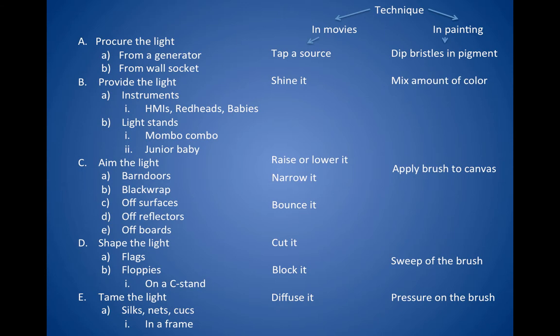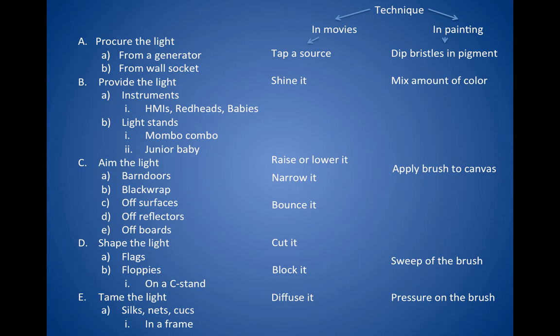And then we have to figure out, once we get the instruments, what we're going to put them on, what kind of stands, big or short, mambo combo tall stands or junior baby stands. We have to figure that out too. All about procuring the light, a very technologically centered instrumental way of providing it. And then we get more artistic when we aim the light. And that means we either raise it or lower it to get higher or lower intensity, or we narrow it, or we bounce it to spread it and diffuse it.